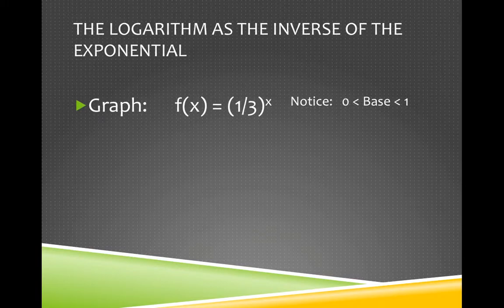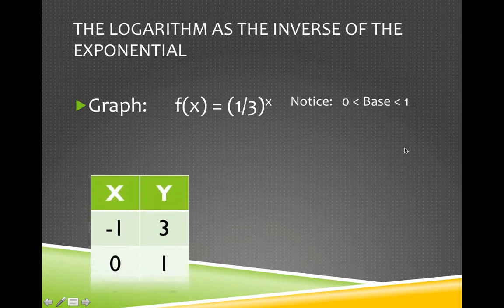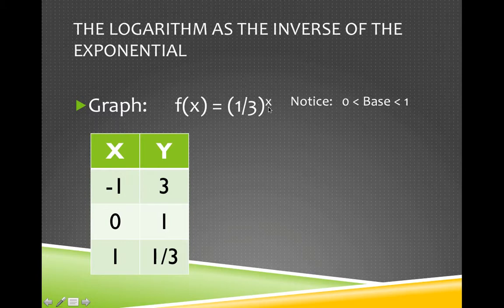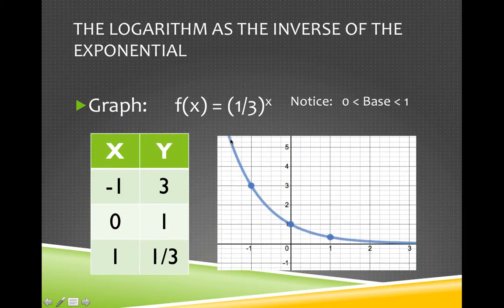If I want to graph f of x equals 1/3 to the x, notice that the base here is between 0 and 1. If I plug in -1, I get the reciprocal of 1/3, which is 3. If I plug in 0, I get 1. If I plug in 1, I get 1/3. Graphing those points, I get the exponential that is decreasing and getting closer and closer and closer to the asymptote of the x-axis right here. So y equals 0.